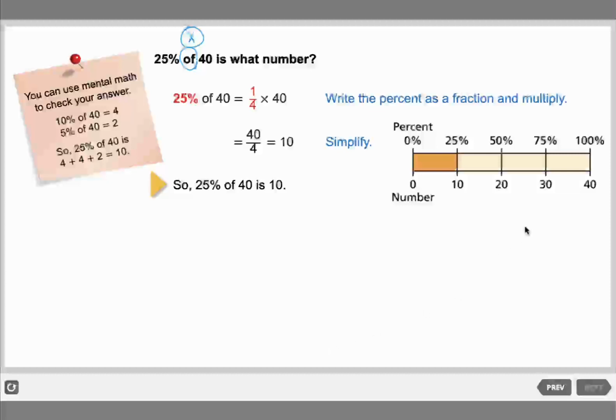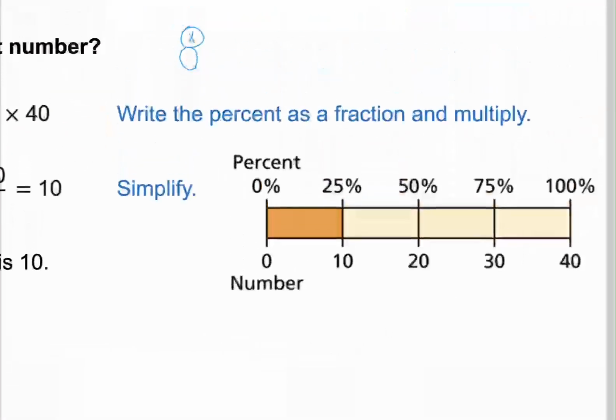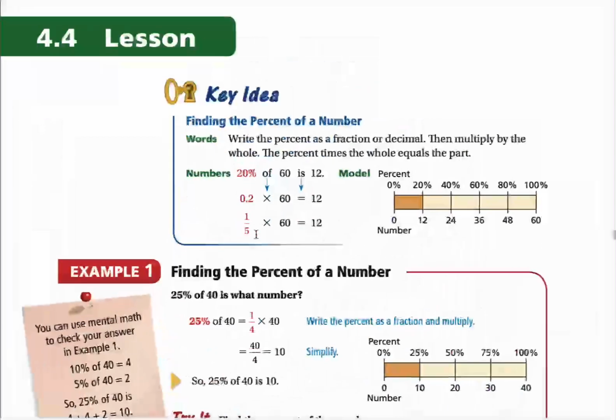And also we can use a model. 25% is a fourth. 50% is half. 75% is 3/4. And of course 100% is the whole one. The whole is 40, so the fourth is 10. So we have many ways to check our answer. Okay, now let's go back to the book and let's try to solve these questions.